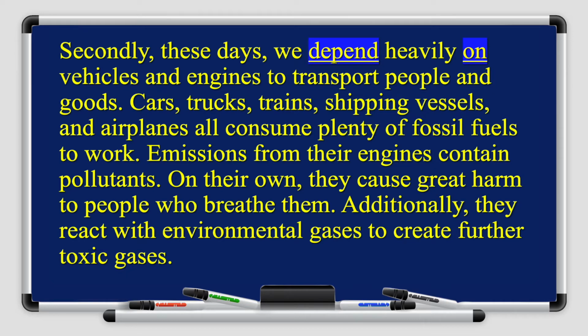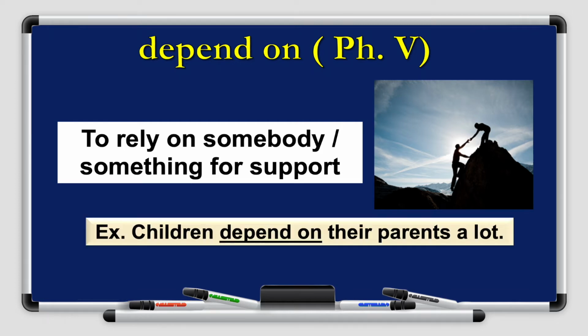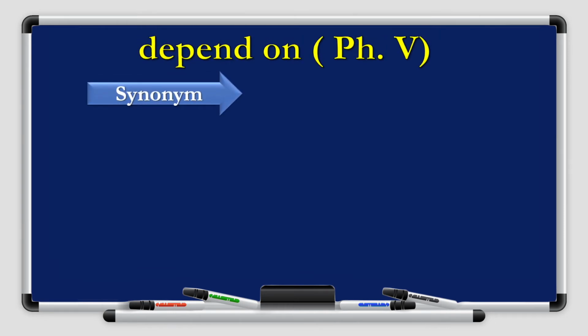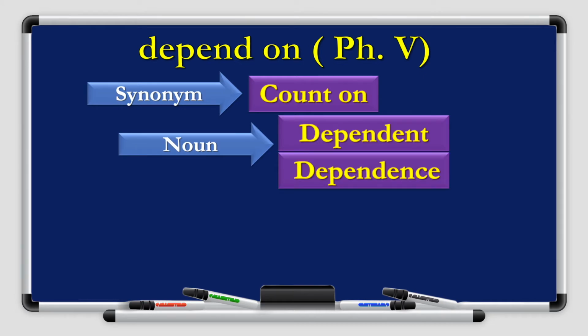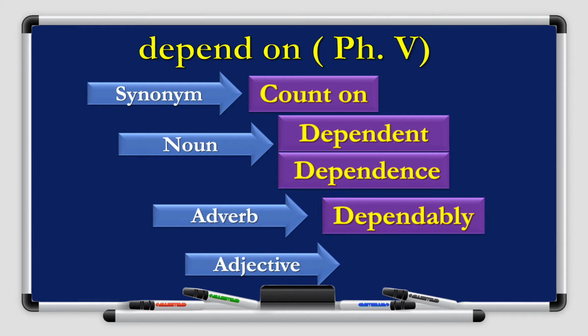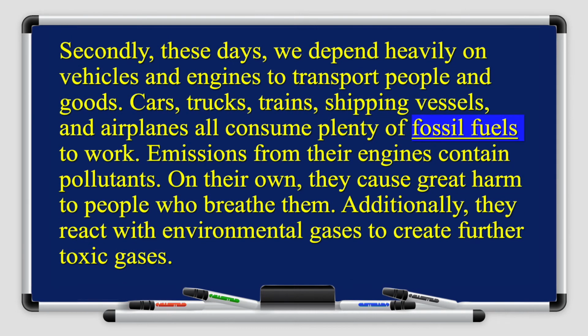In this paragraph, the first word is depend heavily on, or to depend on. Depend on is a phrasal verb, which means to rely on somebody or something for support. An example for this is children depend on their parents a lot. A synonym for depend on is to count on. The noun of it is dependent or dependence. The adverb is dependably. The adjective is dependable.